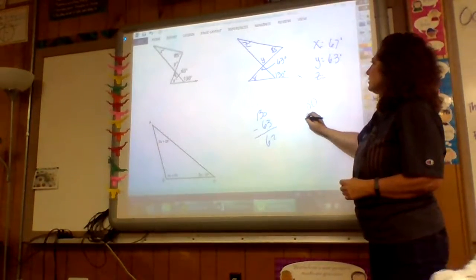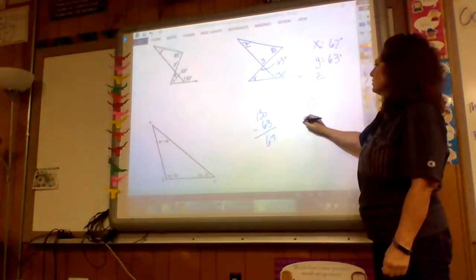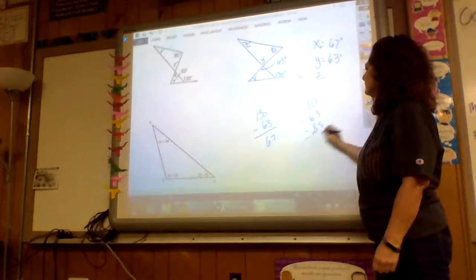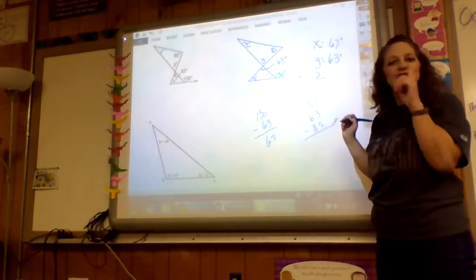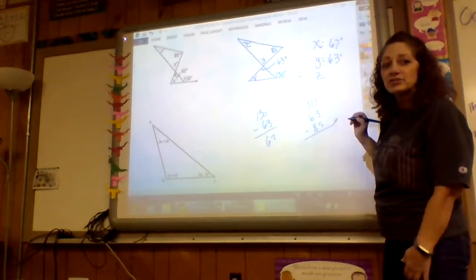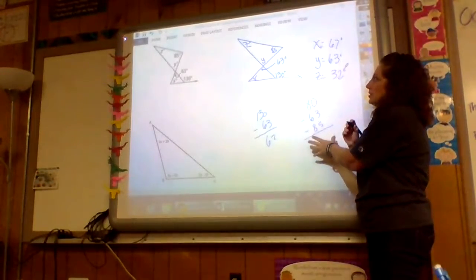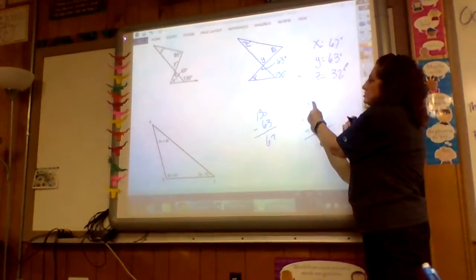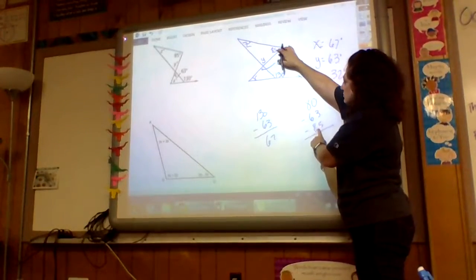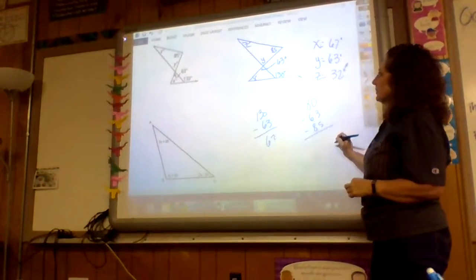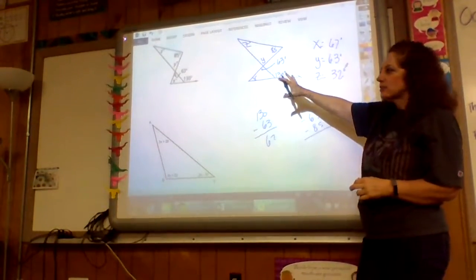So then it would be 63 plus 85 equals 180. Z is 32 degrees. Okay, so I'm thinking that you took the 180 and took off the 63 that was here and took off the 85, and that's what was left. Yes, ma'am. Good job. So we found our angles inside.